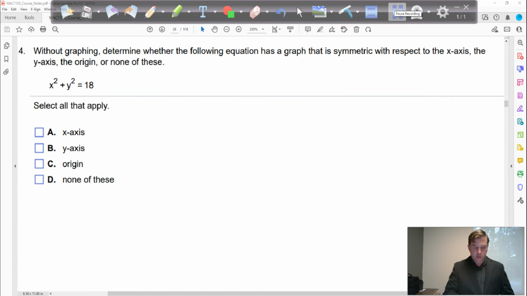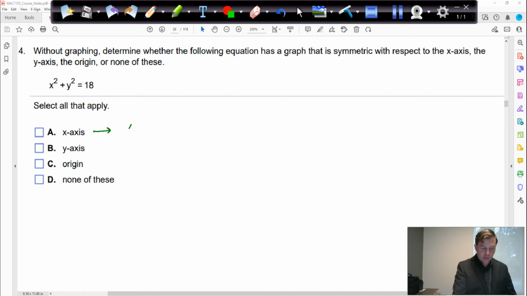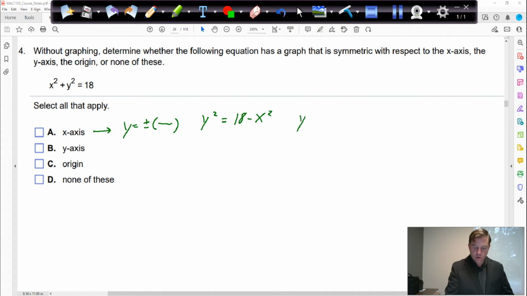Okay, for 4, it's very similar. So we want to check the different symmetries. So let's check x-axis first. For x-axis, you have to isolate y and see if you get some plus or minus stuff. So let's isolate it. We have y squared equals 18 minus x squared. To get rid of that squared, we take a square root. Now, because that is a 2, an even power, I do have to add plus or minus. So it would be plus or minus the square root of 18 minus x squared. And because we have this plus or minus, we're going to say, yes, it should have x-axis symmetry.